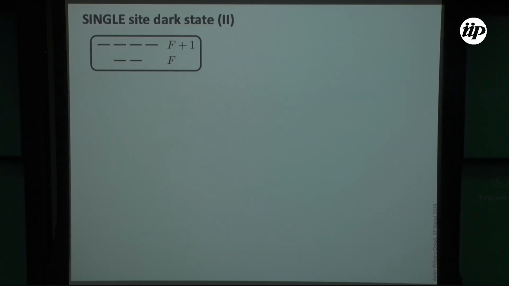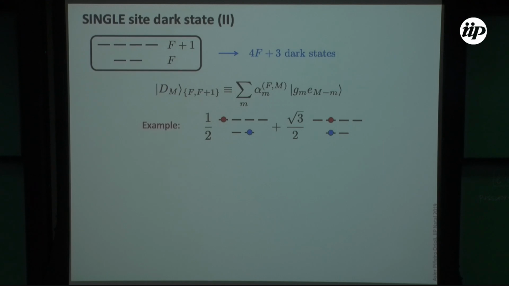Another relevant internal level structure is this one, where you have angular momentum F in the ground state and F+1 in the excited state. And in this case, we actually find many more dark states. There are a bunch of them. You can write them in this way, but again, you can see them more easily by looking at the total angular momentum. And you see that all the states with the maximal total angular momentum, so the opposite from before, in this case 2F+1, are dark.